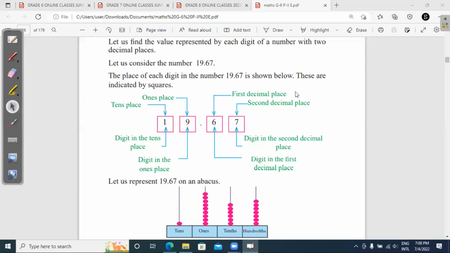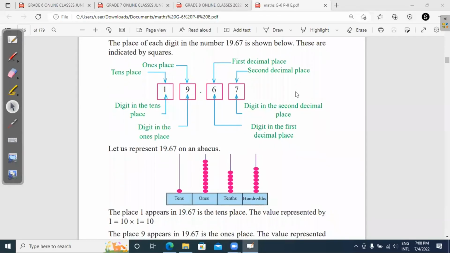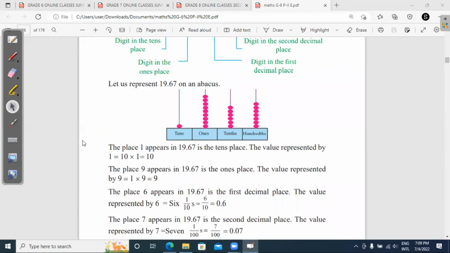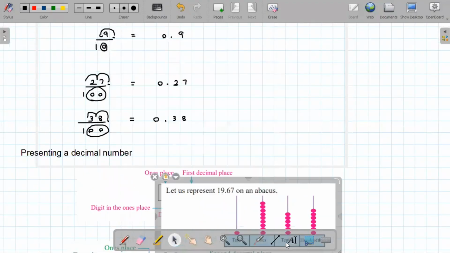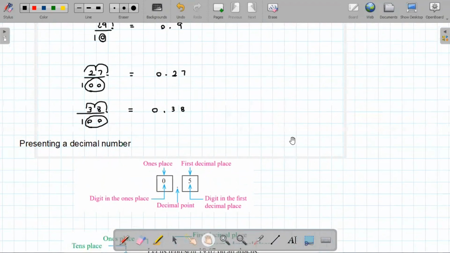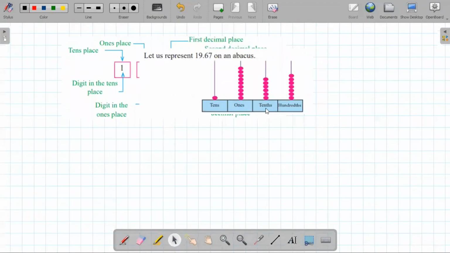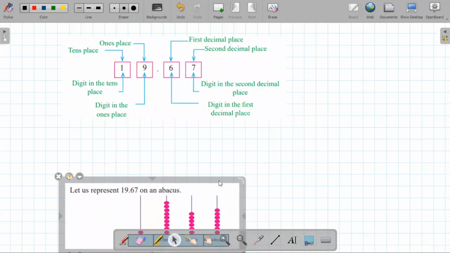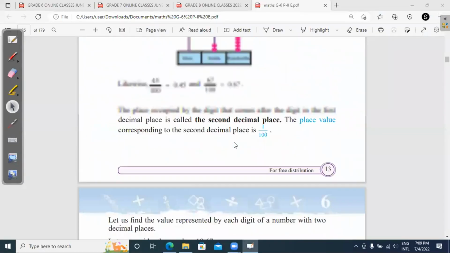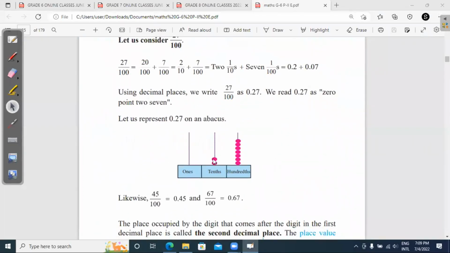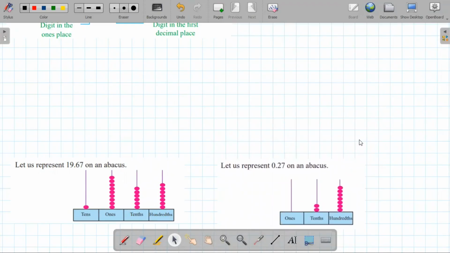The thing I am going to discuss is how to present a decimal number on an abacus, right? So right here, I will use this picture to describe presenting a number on the abacus, right? Right here, I'm going to take the previous example also, right? The earlier example, then you can understand what's going on here.